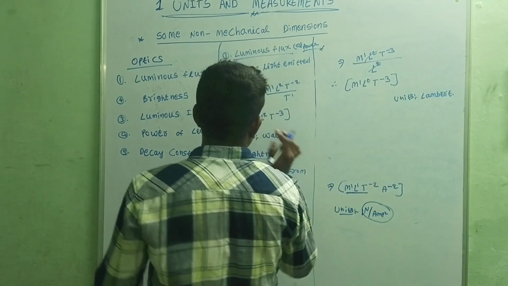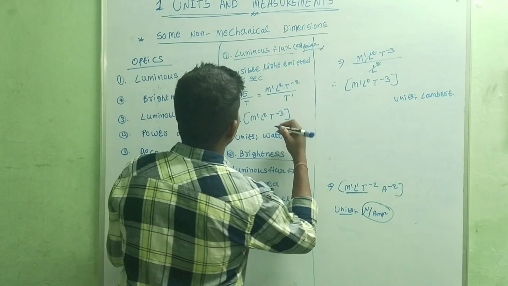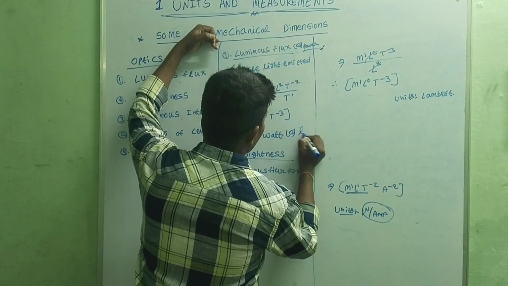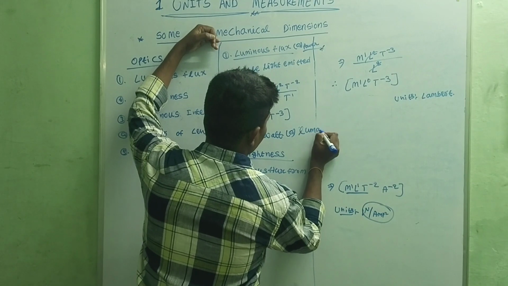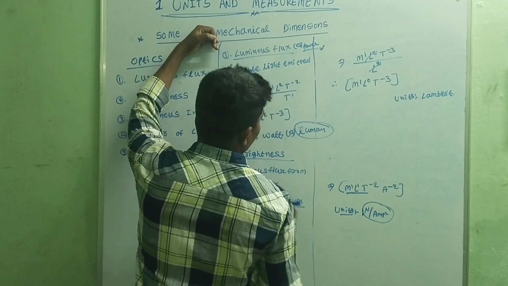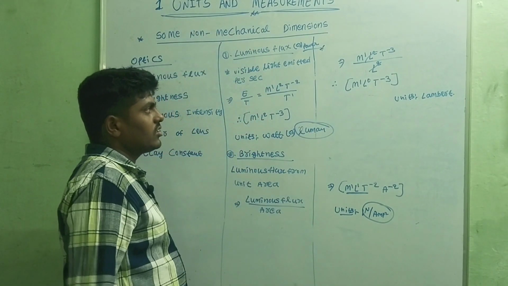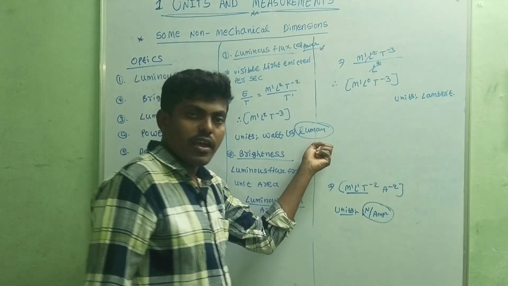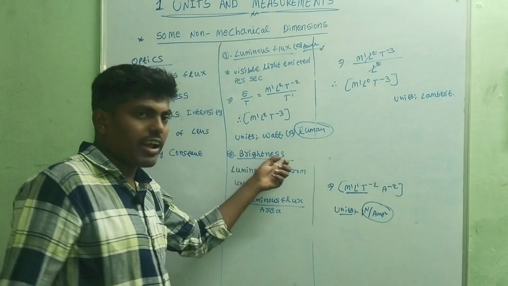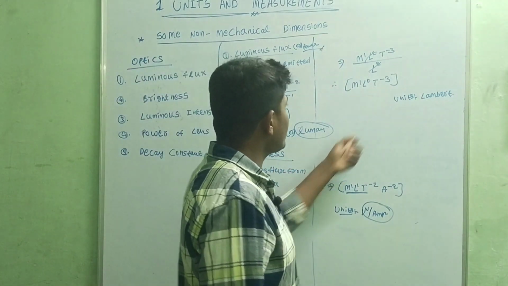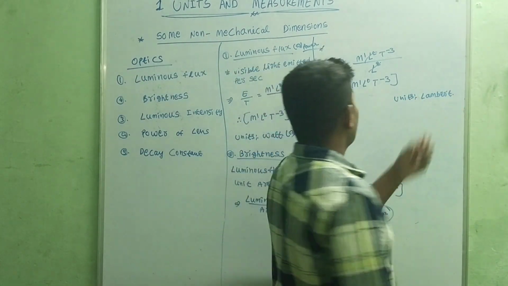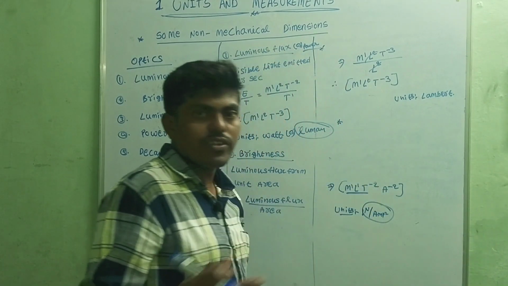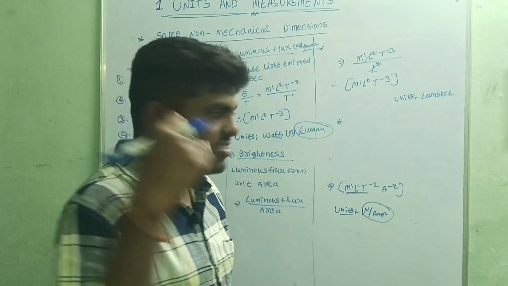So here, what are the units of luminous flux? Lumen. The unit of luminous flux or power is lumen, and the unit of brightness or illuminance is Lambert. Now we want to write about the dimensions of luminous intensity.